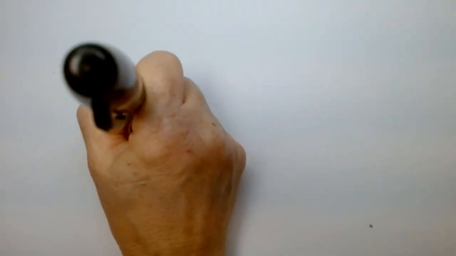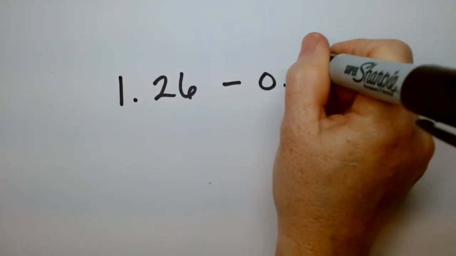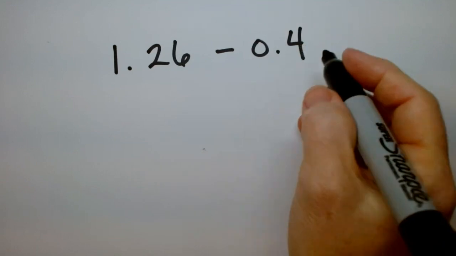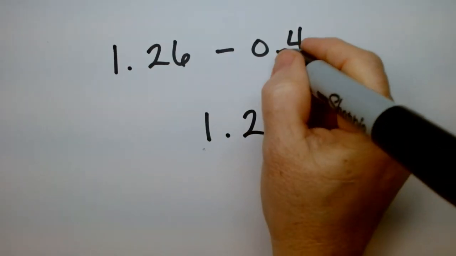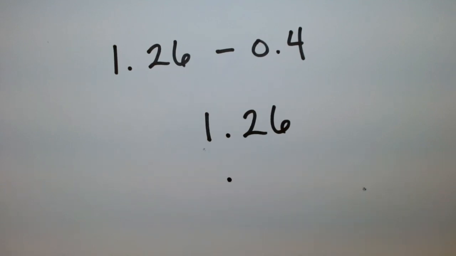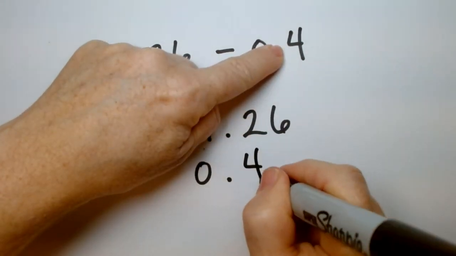Okay, let's try another one. Suppose I have 1.26 and I want to subtract 0.4. How do I do that? Okay, can you set up the problem? Line up the decimals, just stack the numbers one on top of each other, and the decimals go right there. So you start with the decimal and you say, okay, on this side there's a 0, on that side there's a 4, and then there's nothing.